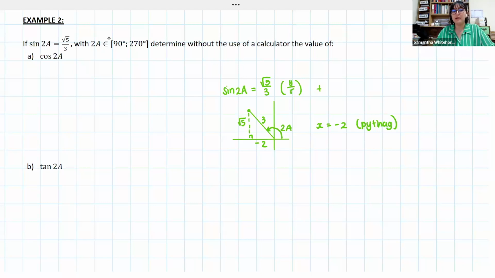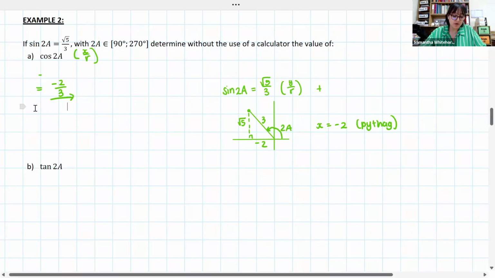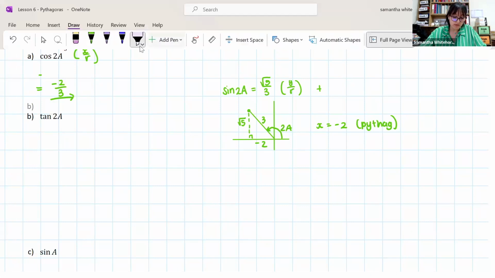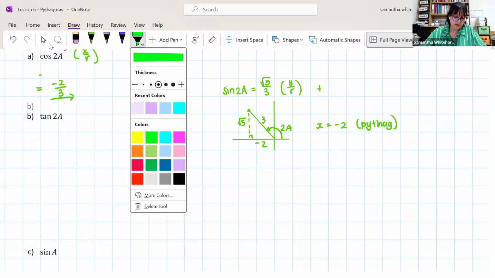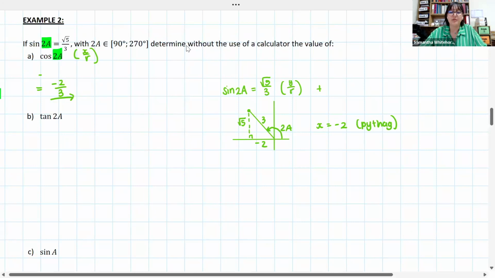So cos 2A. Because I gave you the angle 2A, that's the angle we're working with. We don't have to apply a double angle. The angle that I have here on my Cartesian plane is 2A. So quite literally, all I need to do, because this is cos, and because cos is x over r, is read off those values: negative 2 over 3. That's because of what the angle was that I gave you. The angle I gave you in the original question was 2A. The angles match up, so there's no need for me to do a double angle formula.